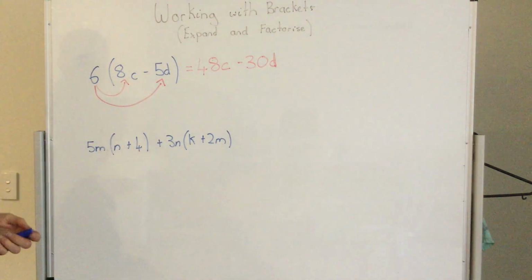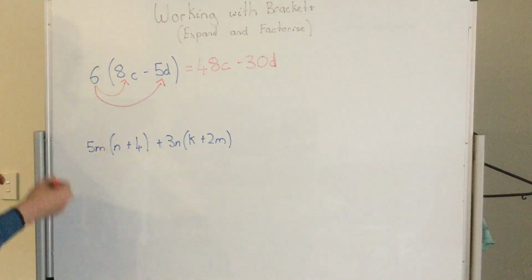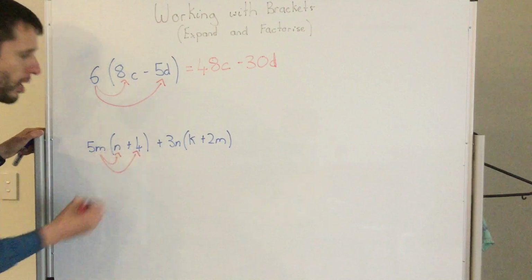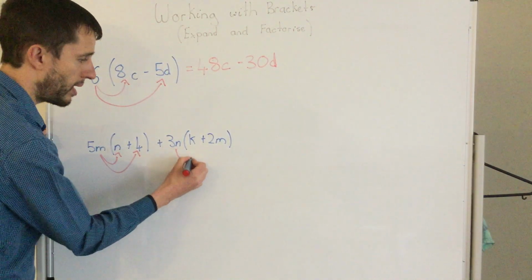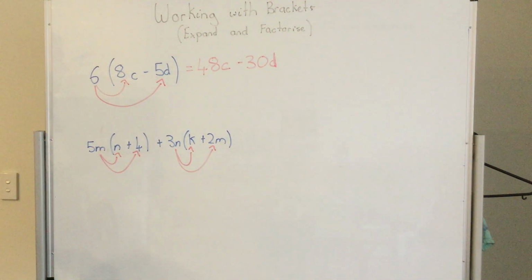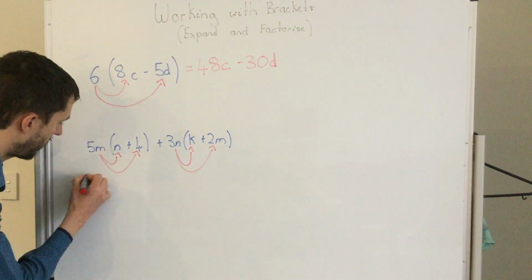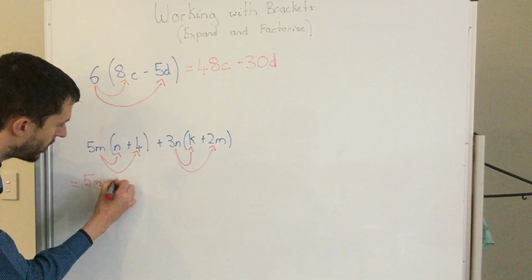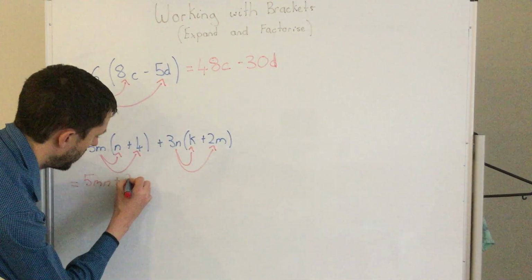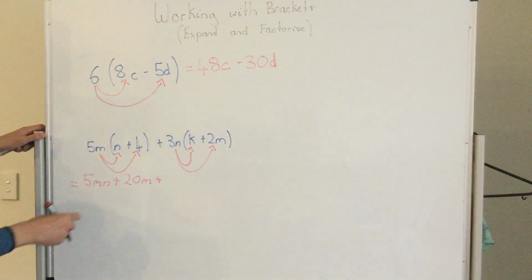Let's have a go at this second question. Now, we've got two lots of brackets. So remember, when you've got a number on the outside, it has to times by everything inside the bracket. Likewise with this number, it must multiply by everything inside the bracket. So let's have a go. 5m times n is just 5mn plus 4 times 5m. What's 4 times 5? It's 20m. And then we move on to the next bracket.